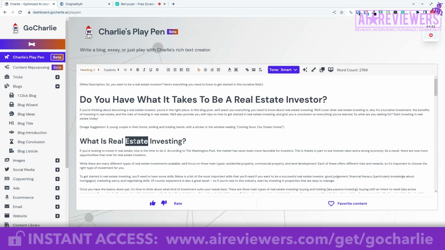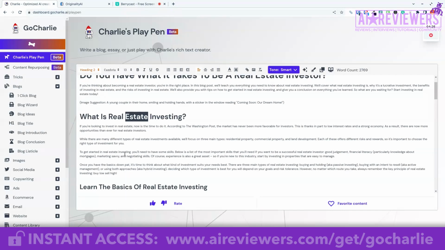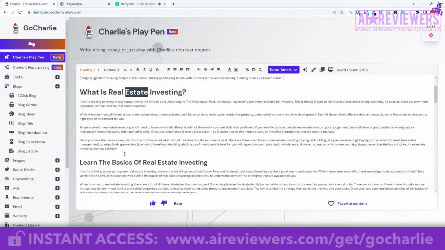So moving on, we go to the next heading, which is an H2. What is real estate investing? If you're looking to invest in real estate, now is the time to do it. According to the Washington Post, the market has never been more favorable for investors. This is thanks in part to low interest rates and a strong economy.